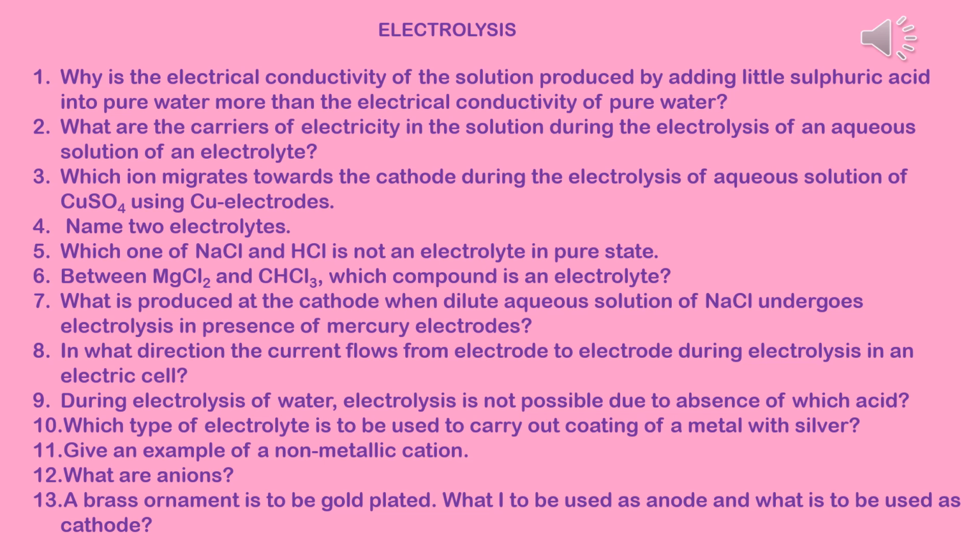A brush ornament is to be gold plated. What is to be used as anode and what is to be used as cathode? Answer is the brush ornament should be used as the cathode and gold plate should be used as the anode.